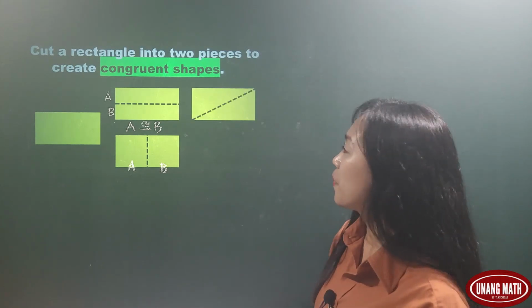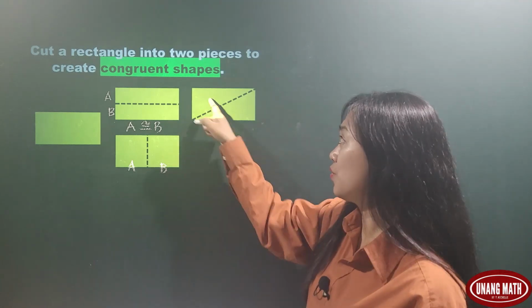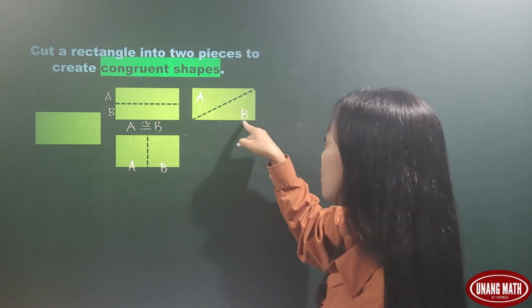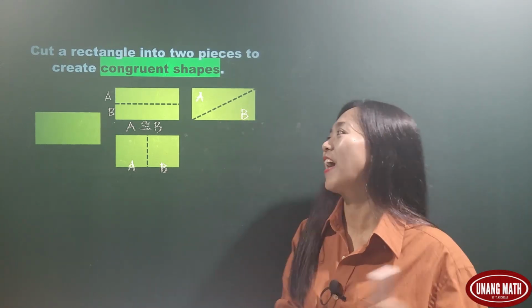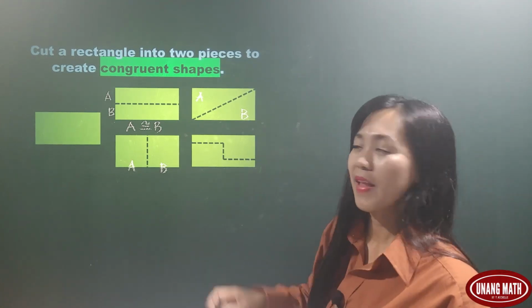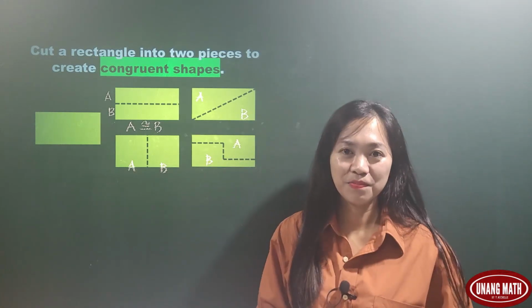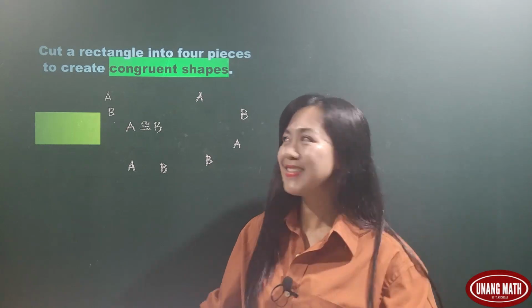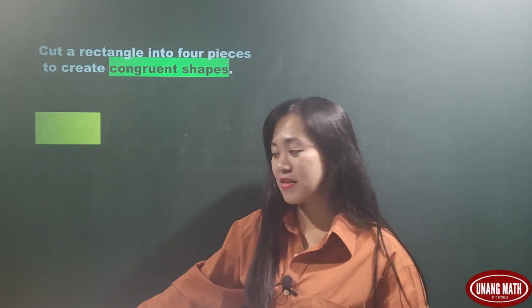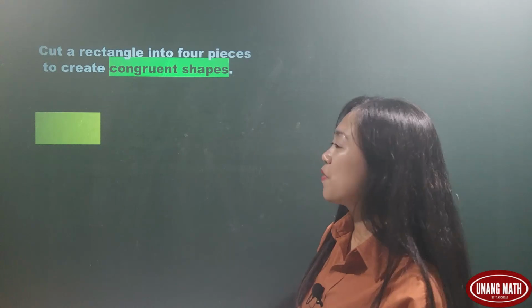Okay, another way. Pwede nating i-cut ang rectangle this way. So, basically, we created two triangles. And this triangle A is congruent to this triangle B. Okay, another way. Pwede nating i-cut ang rectangle this way. At ang shape na ito ay congruent sa shape na ito. Okay, isa pang halimbawa. Let's say, we're going to cut a rectangle. Kung kanina, two pieces, this time, we will cut it into four pieces to create congruent shapes.